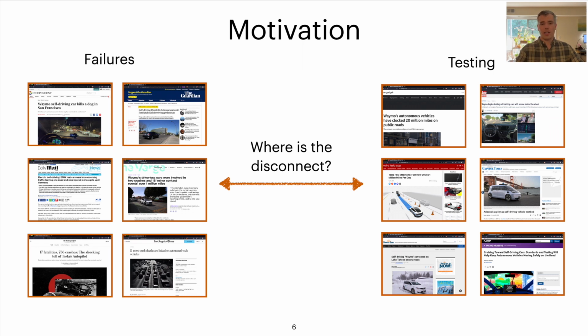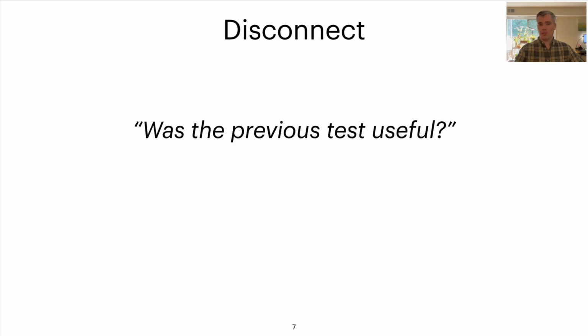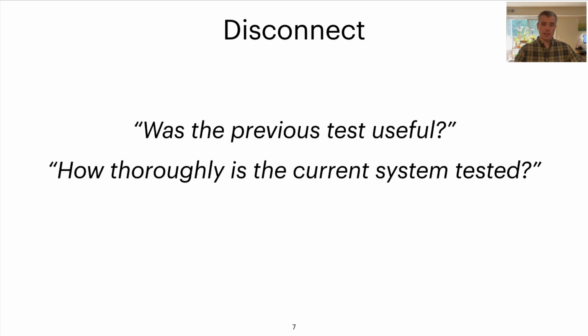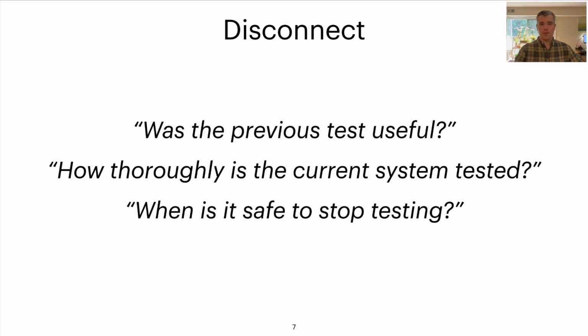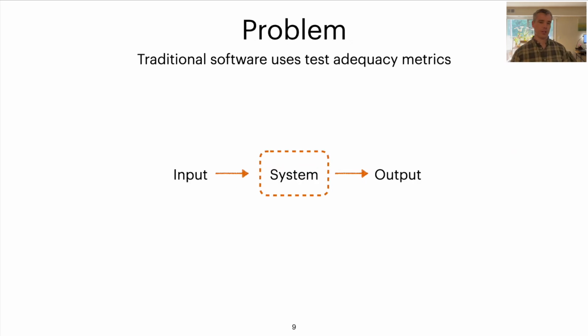We think that this disconnect is because we can't answer some basic questions about the system, like, was the previous test useful? How thoroughly is the current system tested? Or when is it safe to stop testing? More specifically, how do we quantify an autonomous vehicle's test adequacy? To understand why we can't do this, let's first understand how we do it for traditional software.